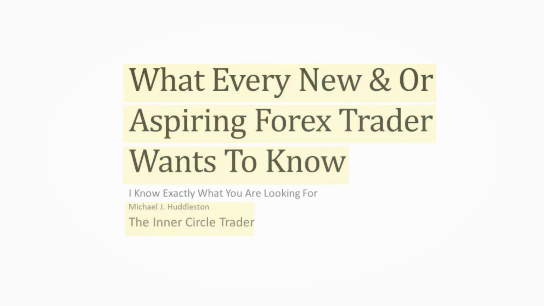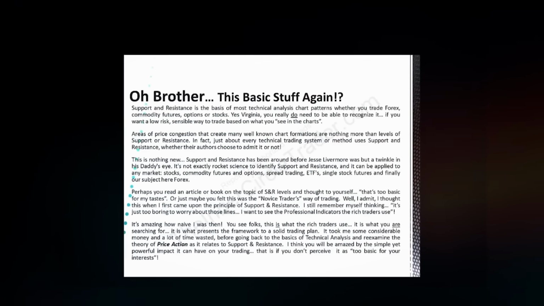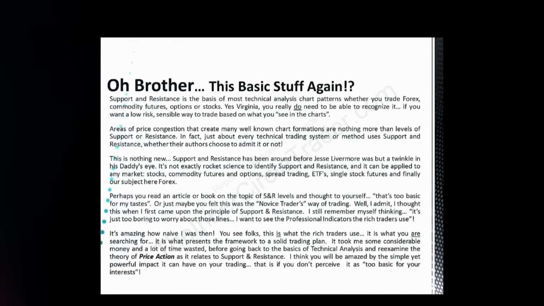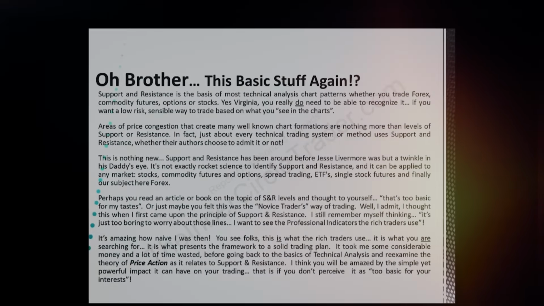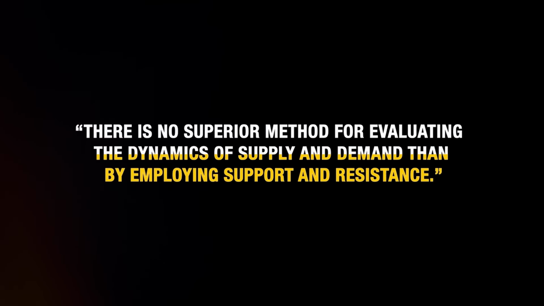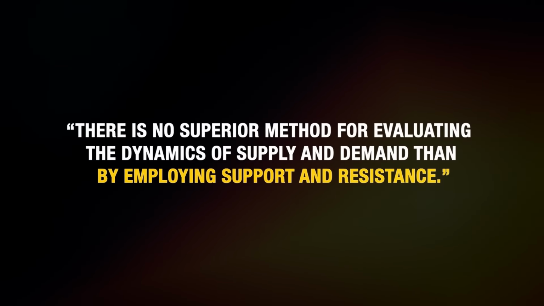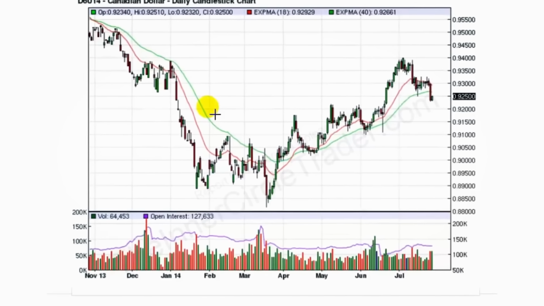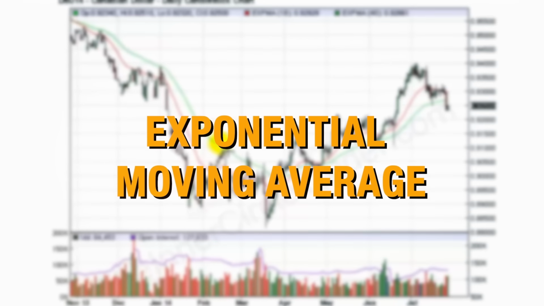He advocated that there's no better way of gauging the measure of supply and demand than the use of support and resistance. There is no superior method for evaluating the dynamics of supply and demand than by employing support and resistance. In the same series, he demonstrates the usage of indicators, more specifically, the exponential moving average.